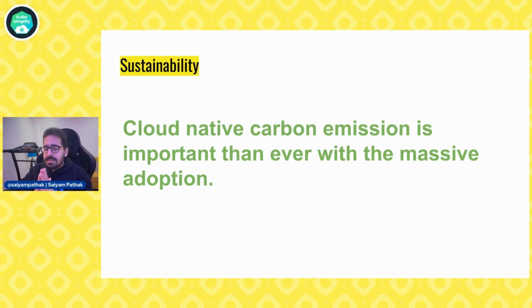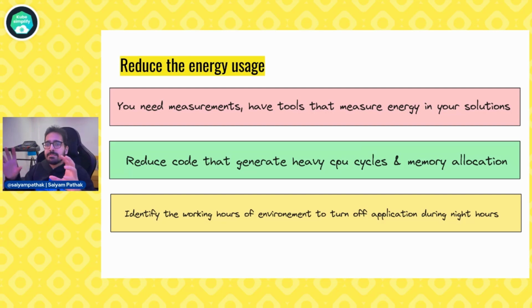So sustainability: it has become very important to be aware of the carbon emissions of your cloud native applications. It has become very obvious to think about the carbon emissions of your data centers, of your applications, what you are running, how you are running, and what the carbon emission of that is from the software perspective. In the end, we need 3 things. One is measurement, which can be done with tooling to measure the energy of the solutions that we develop and deploy.